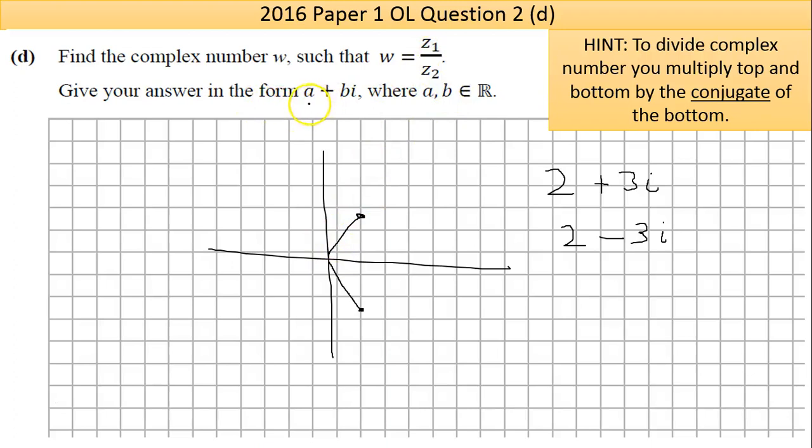Again, your answer, if it comes out, they want it in the form a plus bi. In this case, a and b can be real numbers, so basically can be any number.